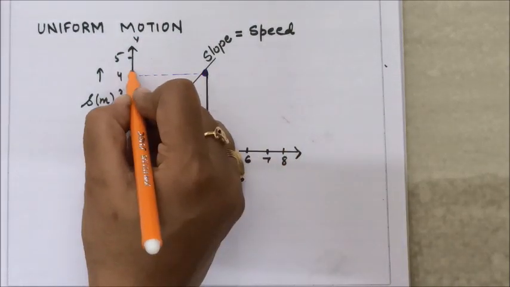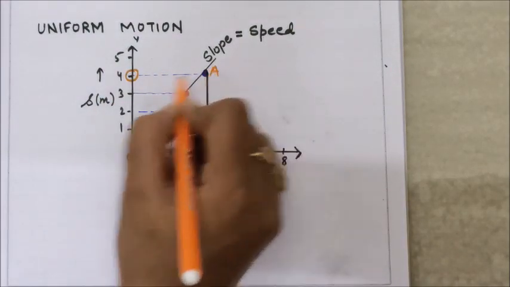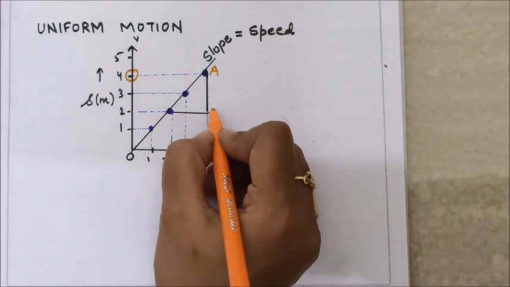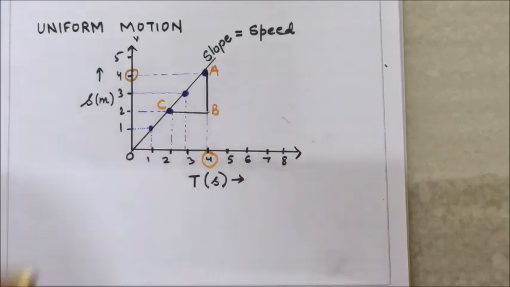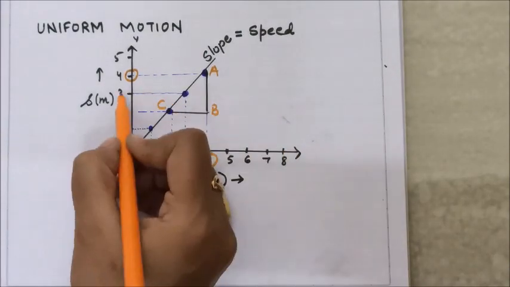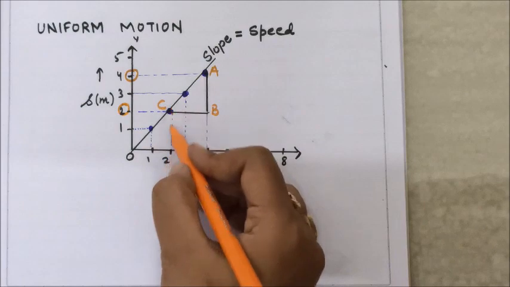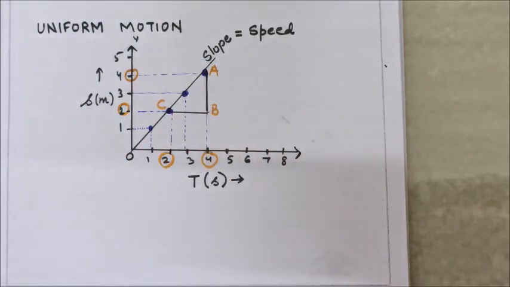Now the distance at point A is reflecting 4. For point A on the time axis it is reflecting 4. At point C it is reflecting 2 meters and time is 2 seconds.